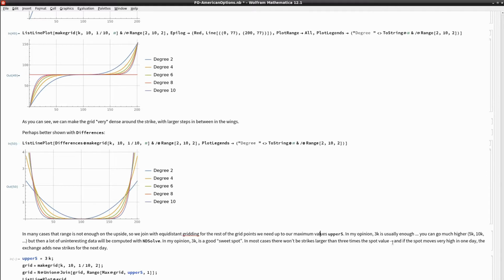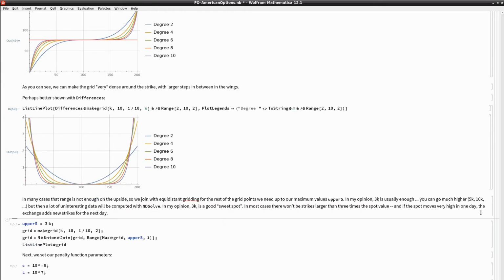In my personal opinion, I think 3K is usually enough. That's 3 times the strike. You can't really go much higher in real life. In theory, you can go to 5K or 10K or 100K, but then that adds a lot of uninteresting data points, and the increase in precision will not be all that much after a while. So I think 3K is a good sweet spot for this computation. In most cases, there won't be strikes larger than 3 times the spot value.